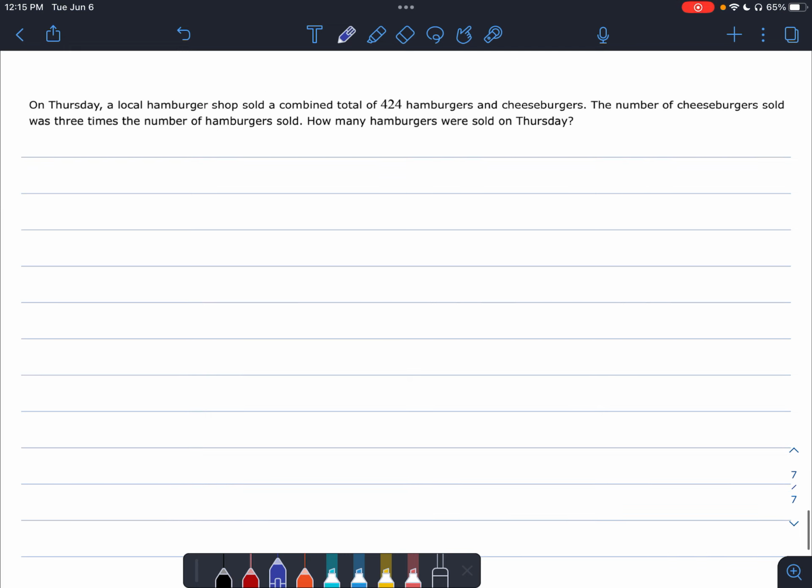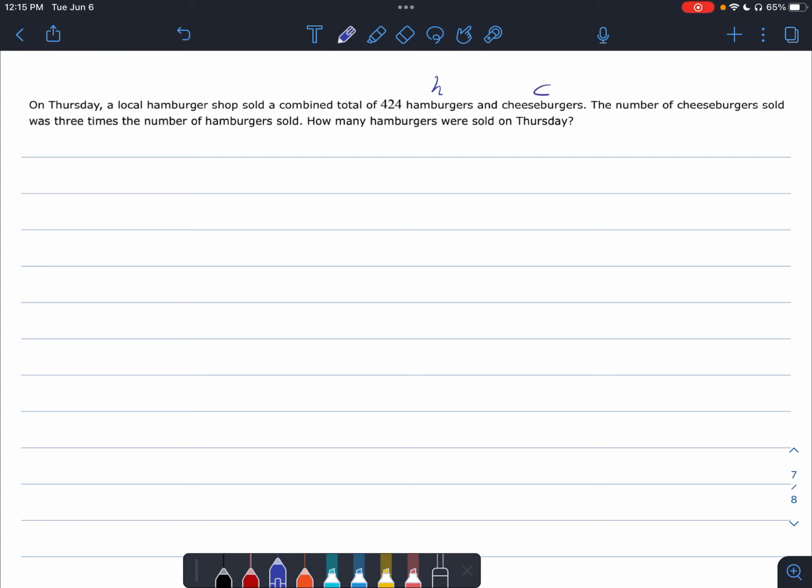Let's look at one more example. It says on Thursday, a local hamburger shop sold a combined total of 424 hamburgers and cheeseburgers. The number of cheeseburgers sold was 3 times the number of hamburgers sold. How many hamburgers were sold on Thursday? Let's go ahead and label everything. We'll call the hamburgers H, and we'll call the cheeseburgers C.